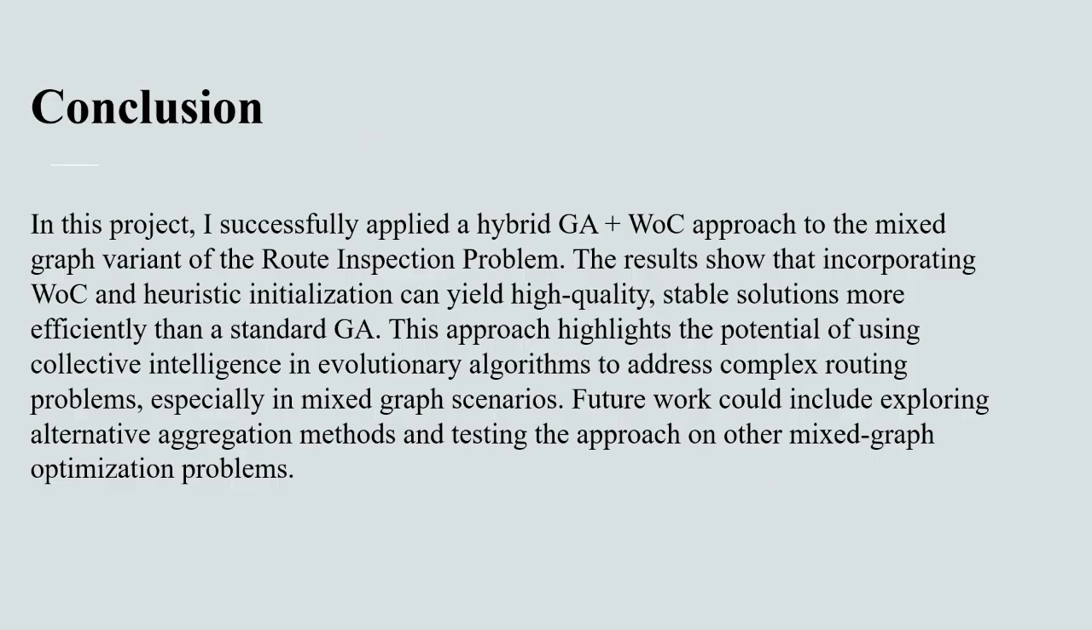My conclusion: in this project, I successfully applied a hybrid GA and a WOC approach to the mixed graph variant of the route inspection problem, also known as the Chinese postman problem. The results show that incorporating a WOC and a heuristic initialization can yield a high quality, stable solution more efficient than standard GA. This approach highlights the potential of using collective intelligence in evolutionary algorithms to address complex routing problems, specifically in mixed graph scenarios. Future work could explore alternative aggregation methods and test the approach on other mixed graph problems.